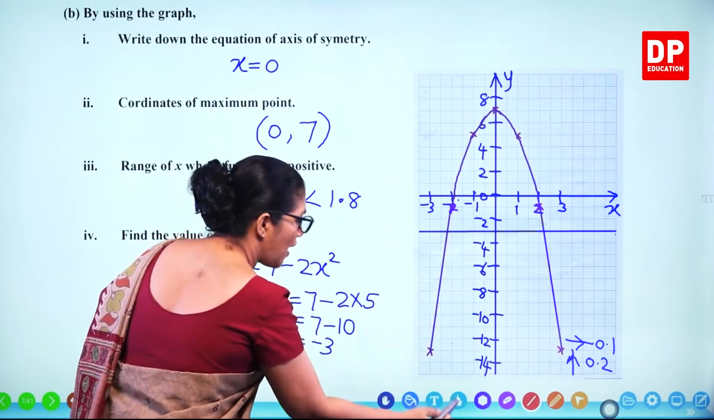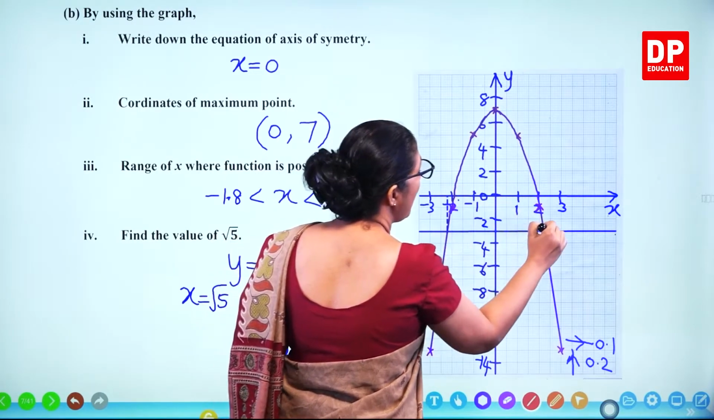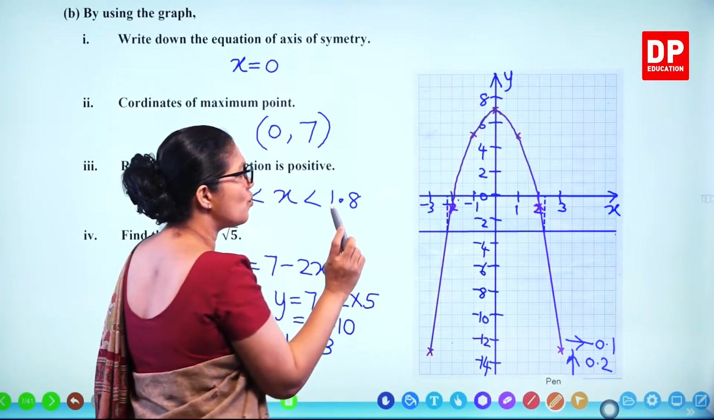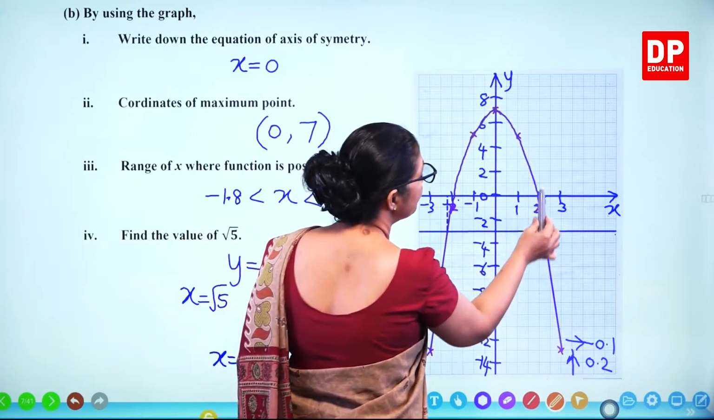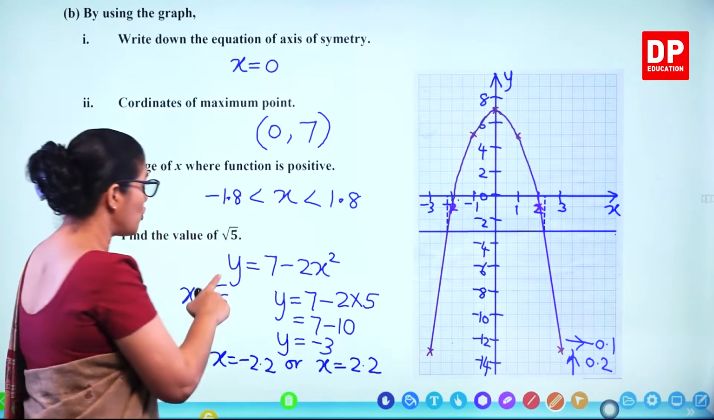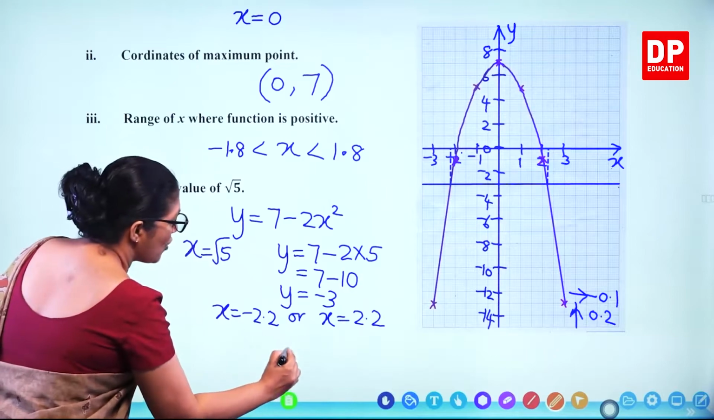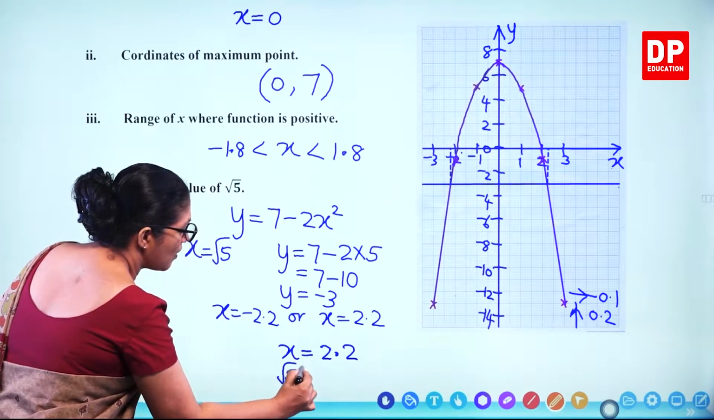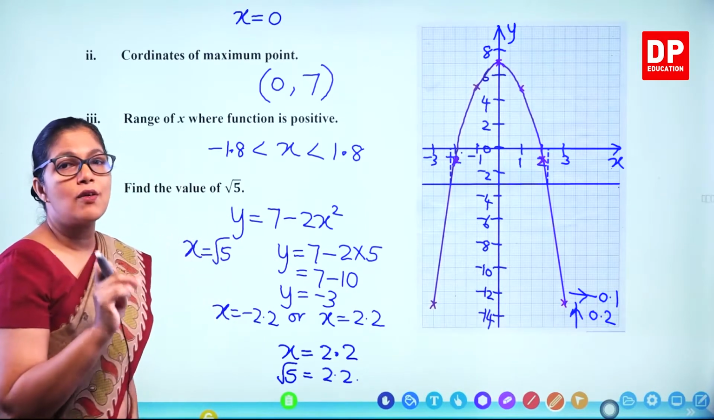When y equals minus 3, you have to find out the intersecting points. So what are the intersecting points? You get this point and this point. So what are the points? Here you get minus 2.2. X becomes minus 2.2, or what's the positive value? That's also 2.2. But we are taking positive value because you need positive root 5. So x is actually root 5 equals 2.2. So first we have to find out the y value where you get x equals root 5.